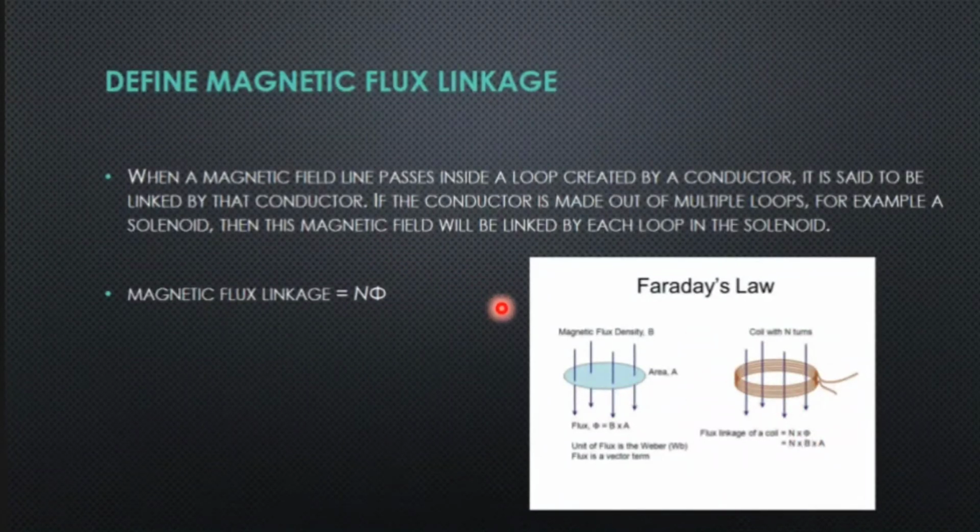When a magnetic field line passes inside a loop created by a conductor, it is said to be linked by that conductor. If the conductor is made of multiple loops, for example a solenoid, then the magnetic field will be linked by each loop in the solenoid. So for a solenoid, the magnetic flux linkage is the magnetic flux passing through the cross-sectional area of the coil multiplied by the number of turns. This is the formula for magnetic flux linkage: the number of coils times magnetic flux, and magnetic flux equals magnetic field times area.